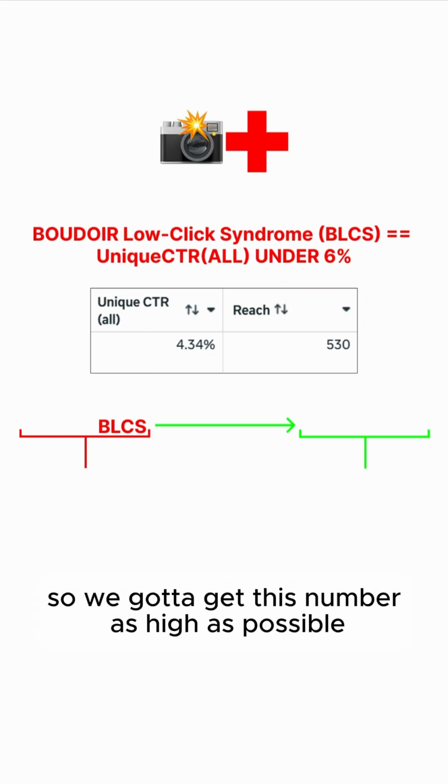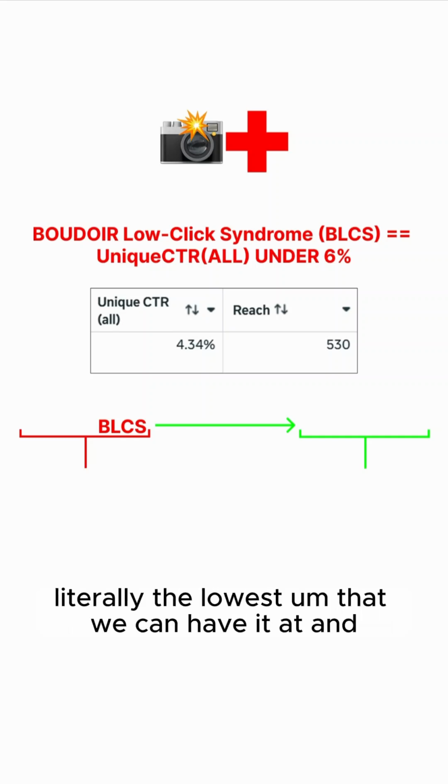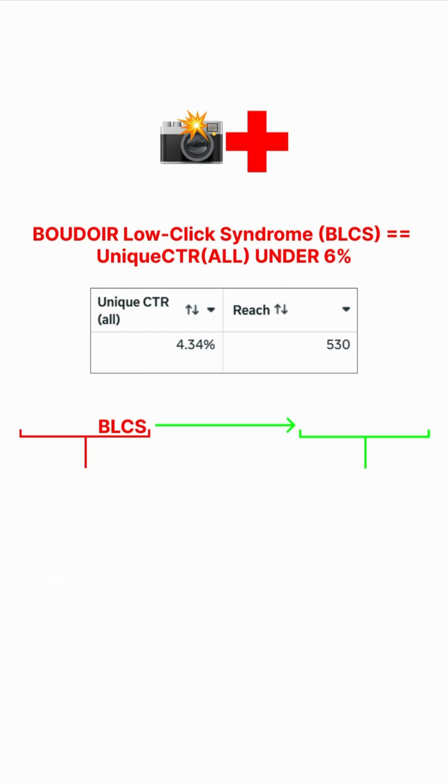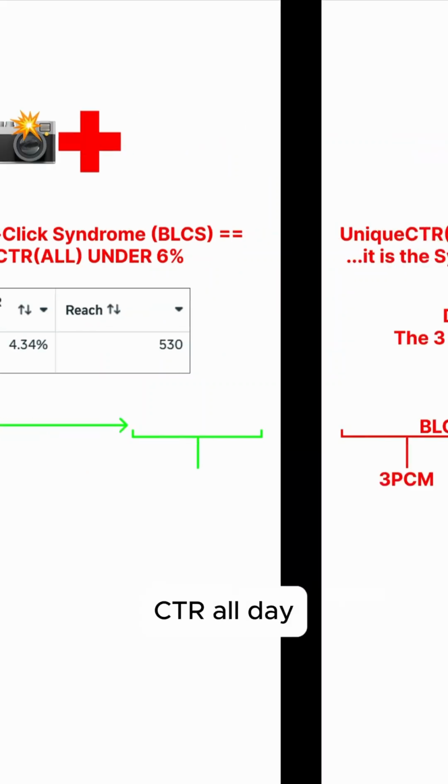So we got to get this number as high as possible. 6% is the absolute minimum, literally the lowest that we can have it at. And every Boudoir Facebook ad can be above 6% unique CTR all day.